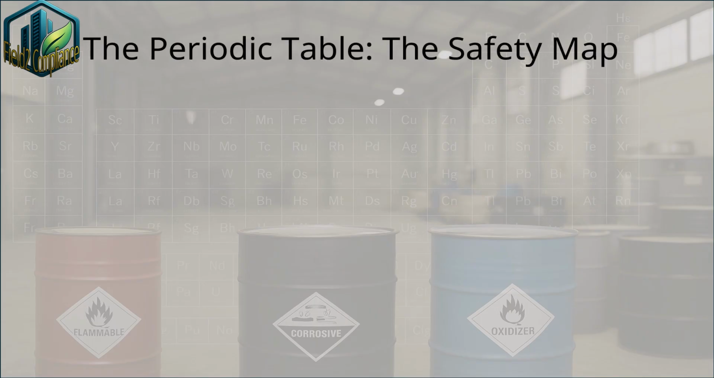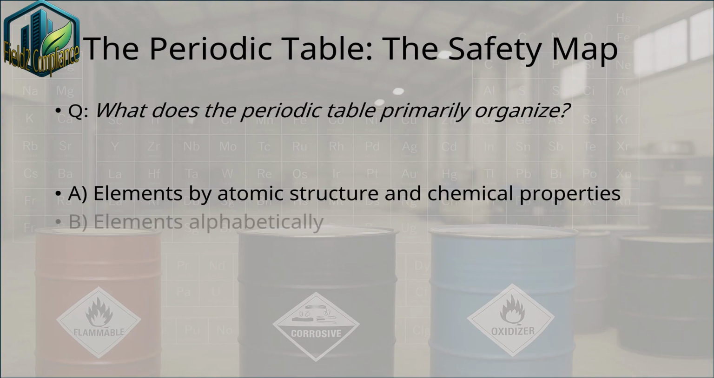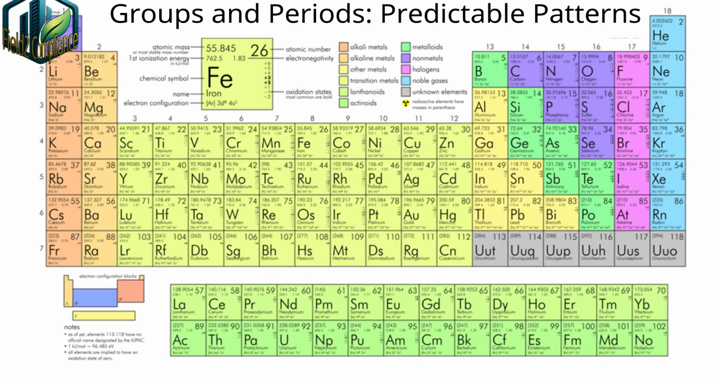The periodic table isn't just for chemists, it's a safety map. Each element's position predicts how it reacts, corrodes, or combines. Metals, gases, and reactive families all behave according to their place on this chart. Columns, or groups, share outer electron behavior. That's why group 1 metals react violently with water. Rows, or periods, show energy levels. Recognizing these patterns helps predict compatibility and reaction hazards.